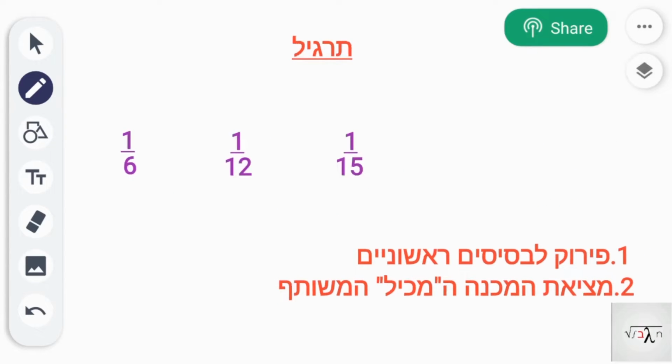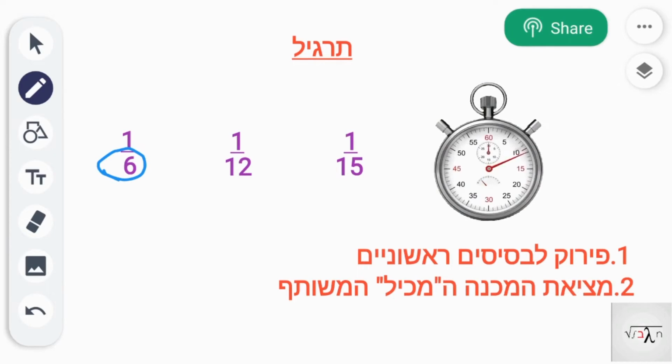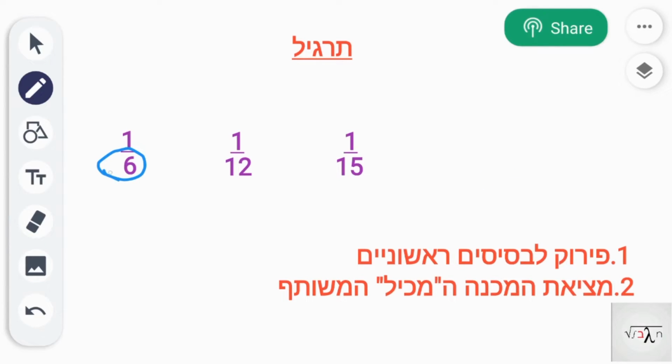Let's see, in front of us are 1/6, 1/12, and 1/15. The first thing we'll do is to take them apart into prime bases. What will 6 be taken apart to? Give it a try. Correct. 6 is taken apart into 3 and 2, and those are the prime bases.